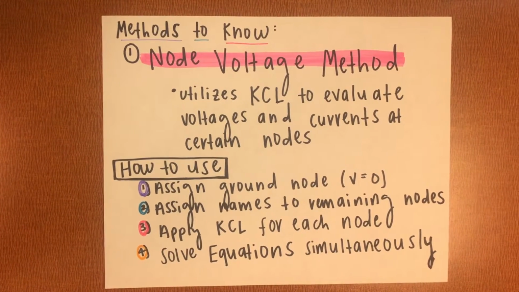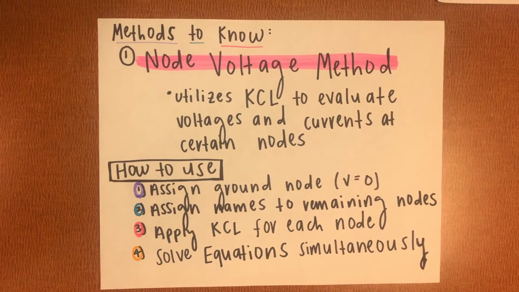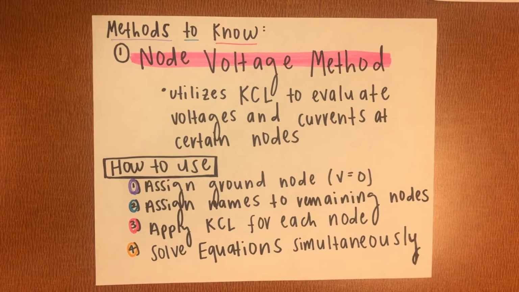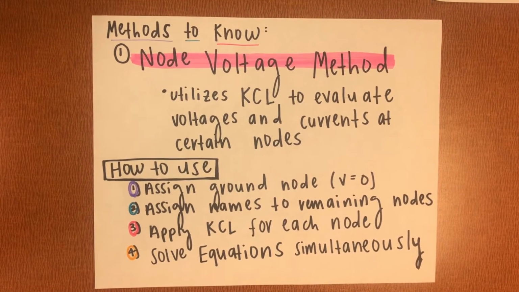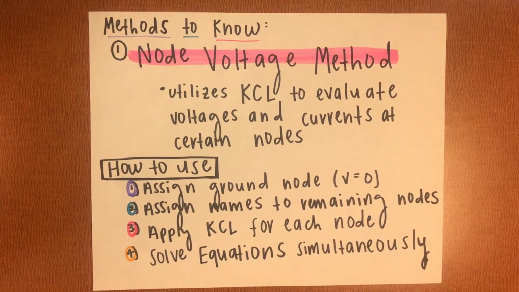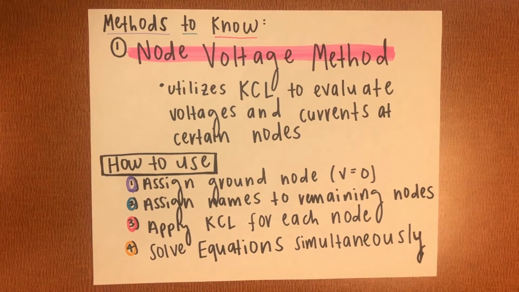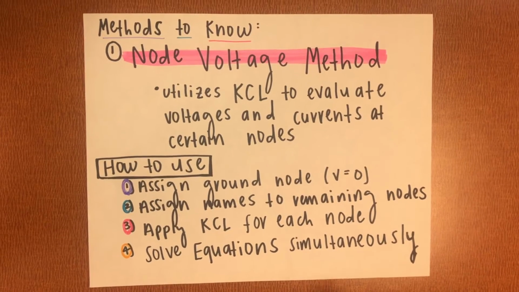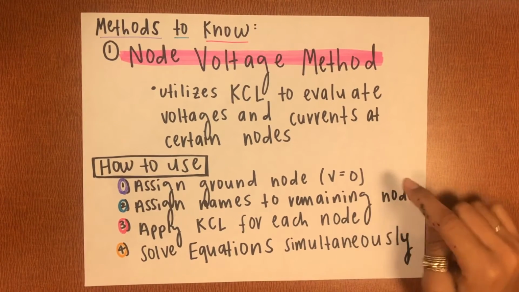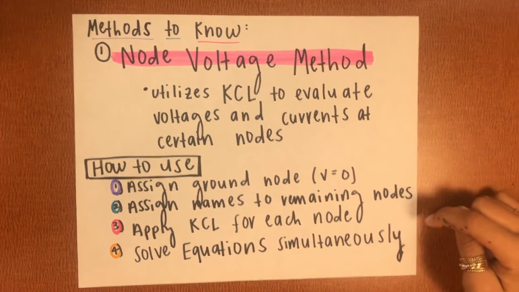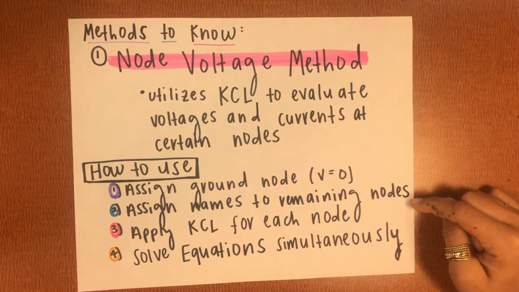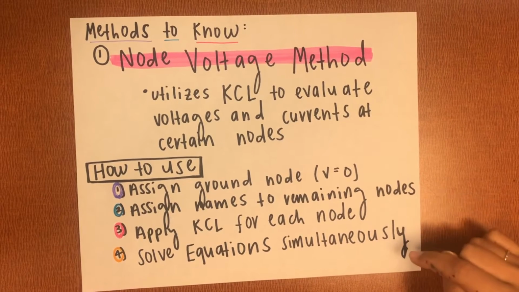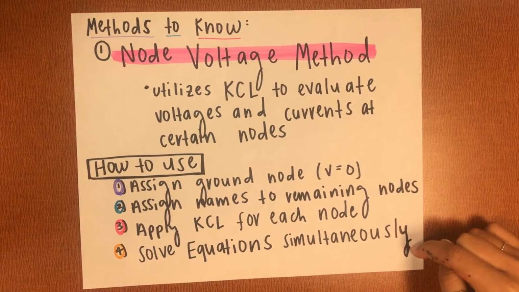By using KCL, we can use a method called node voltage method to solve this circuit. Node voltage method uses KCL to evaluate voltages and currents at certain nodes. This idea is useful if you're trying to find the current through a certain branch. The way we use this is to assign a ground node, which means a voltage equals 0. Then we want to assign names to the remaining nodes. Then we want to apply KCL for each node. Finally, we solve the equations simultaneously.